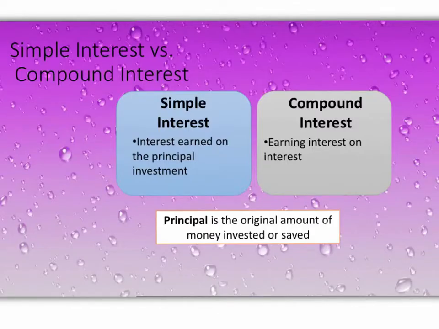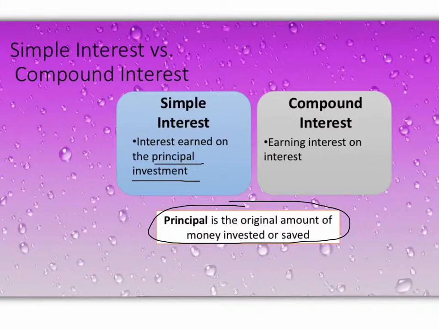Let's begin this lesson by comparing simple interest and compound interest. So this is them being compared to each other, and also the description of each. For simple interest, it's interest earned on the principal investment. So you might be thinking, okay, what is principal investment? The principal is the original amount of money invested or saved. So if you have some money and you want to invest it, or if you want to save it, then that's called your principal amount, your beginning amount, your starting amount. So simple interest, you earn interest on the original amount.